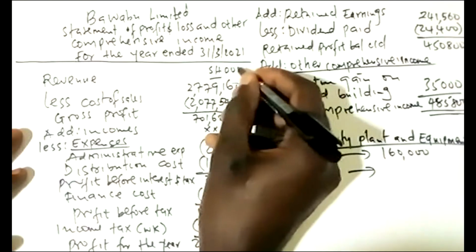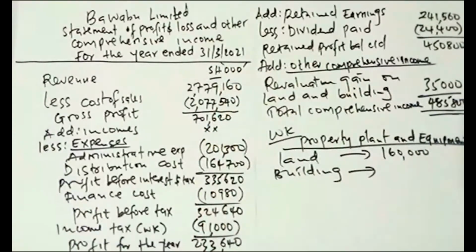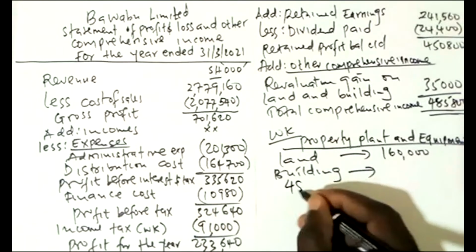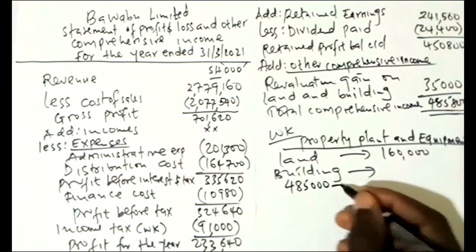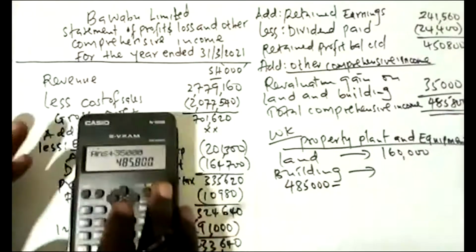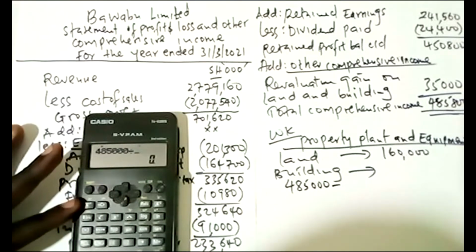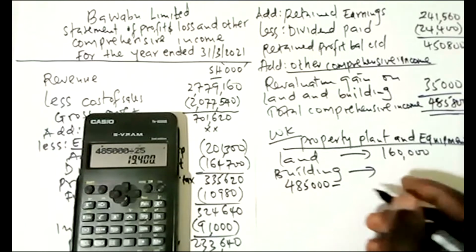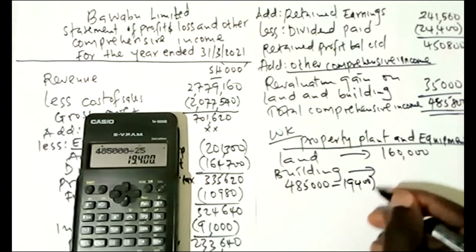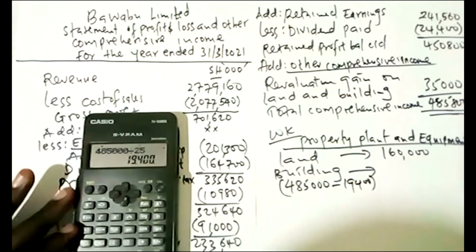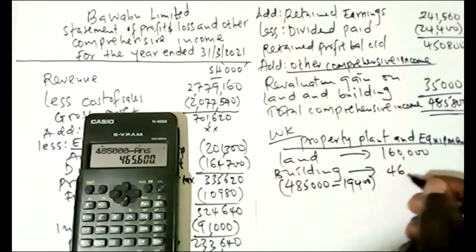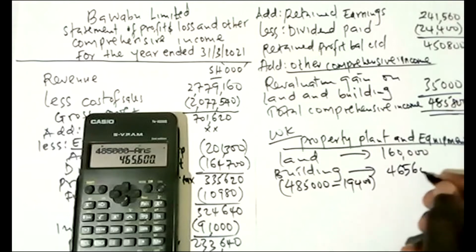I forgot that this one was in thousands, but we have maintained that our figures are in thousands. All right, let's continue. So that is 485,000. You divide, and the depreciation was 19,400. So you minus this: 485,000 minus the answer. So this is 465,600.